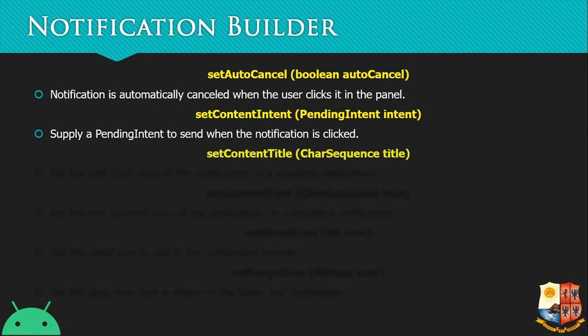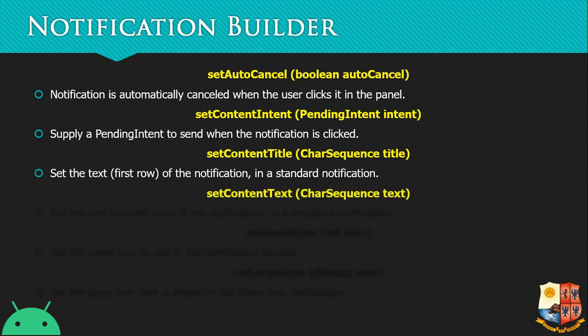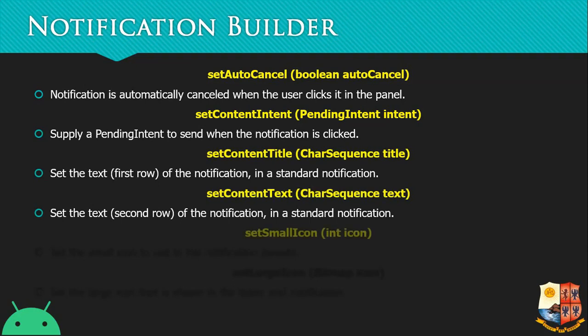Then set content title. What is the title of the notification which you want to put? That I showed you as the fifth thing in the anatomy. It sets the text of the first row of the notification in a standard notification. Normally in SMS and WhatsApp, you'll find the number or the name of the person who sent you the message. That's the title. And text: the second row, which will show the message which was sent. That's the second one, text.